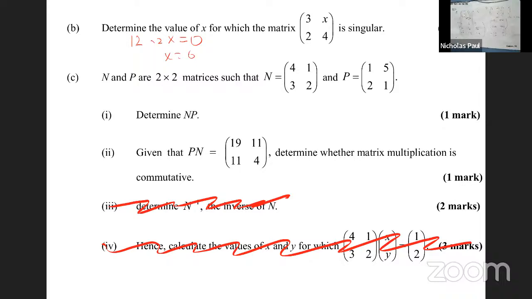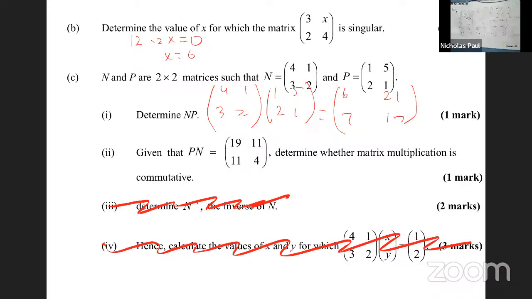Right, then when you multiply 4 1 3 2 by 1 5 2 1, you'll end up with 4 plus 2, that's 6. 20 plus 1, that's 21. 3 plus 4, that's 7. And then 15 plus 2 is 17. Are you okay with that?